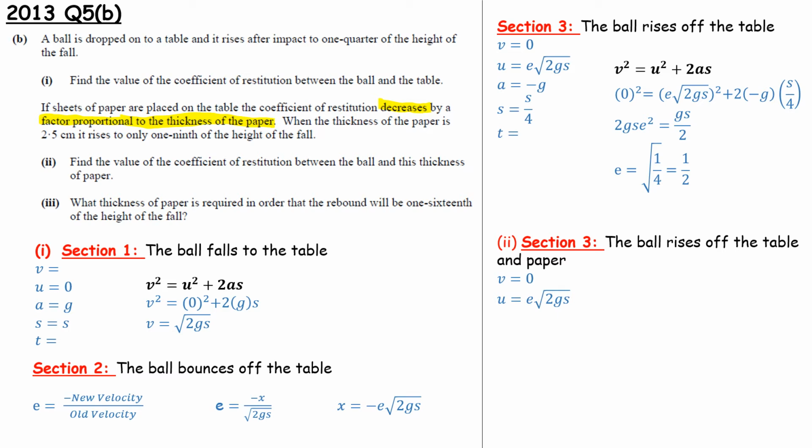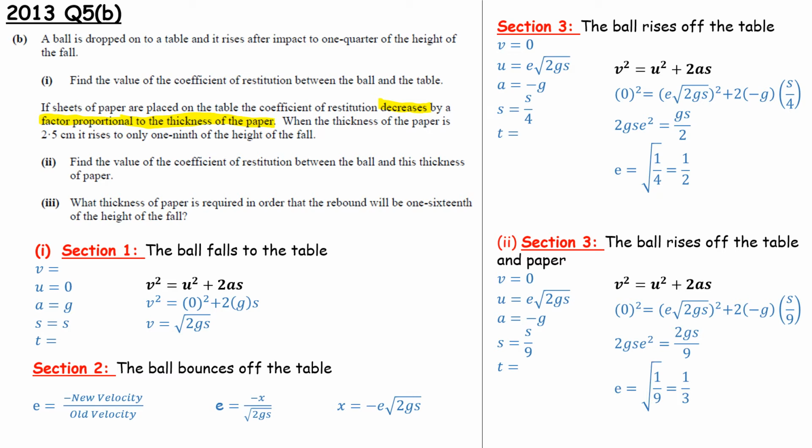So this is v, u, same, a is the same. Now s, it's only 1/9 of the height, so it's going to be s over 9. And we're going to do the same thing we've done. v squared is equal to u squared plus 2as. We're going to substitute in, and then we're going to work through. Again, the s's should end up cancelling, and we get e is equal to the square root of 1/9, which is 1/3.